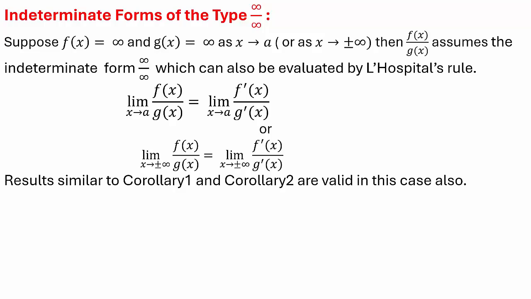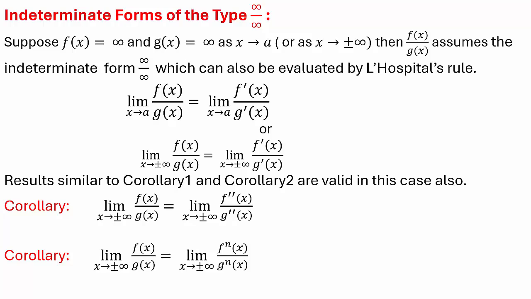Results similar to corollary 1 and corollary 2 are valid in this case also. That is, limit as x tends to plus or minus infinity of f(x)/g(x) equals limit as x tends to plus or minus infinity of f''(x)/g''(x). Next, limit as x tends to plus or minus infinity of f(x)/g(x) equals limit as x tends to plus or minus infinity of f^(n)(x)/g^(n)(x).